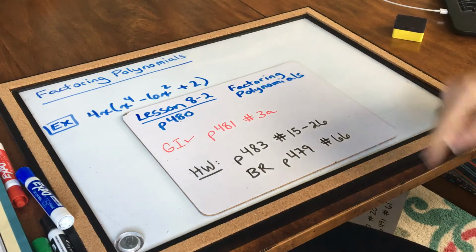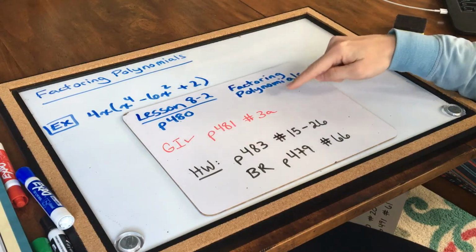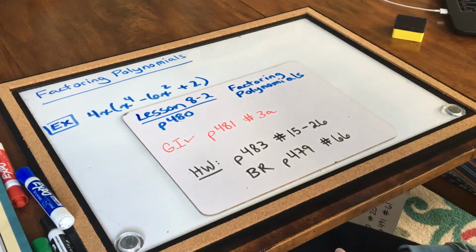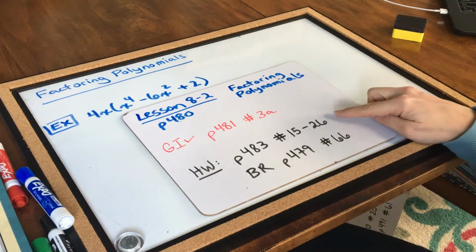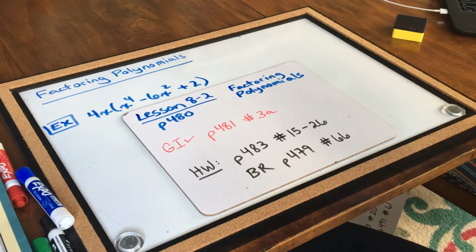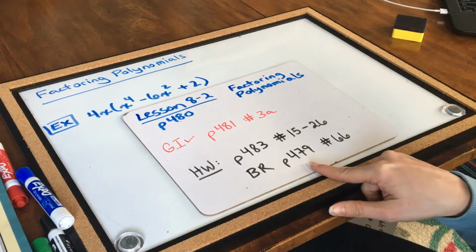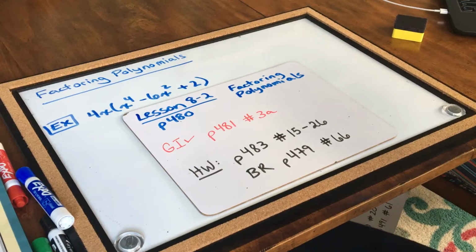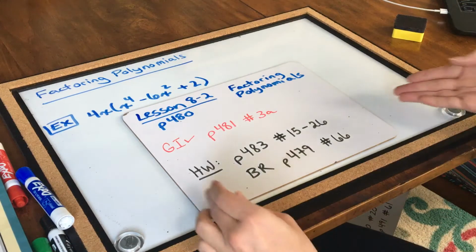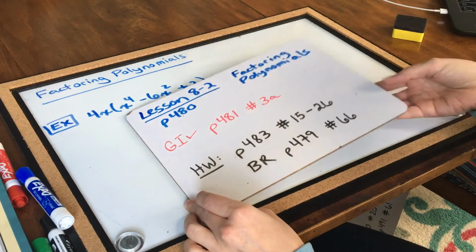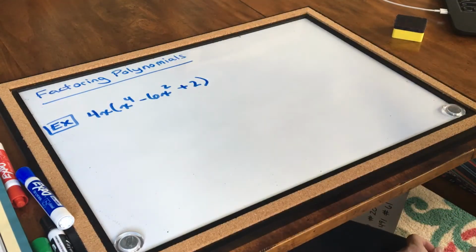Okay, so your gotta check is page 481, number 3A, so that's what we're going to be working on. And your homework for tonight is page 483, numbers 15 to 26, and your bell ringer is page 479, number 66. So remember to write your 3 sentences. Okay, let's give this a shot.